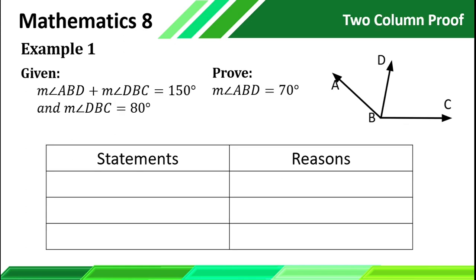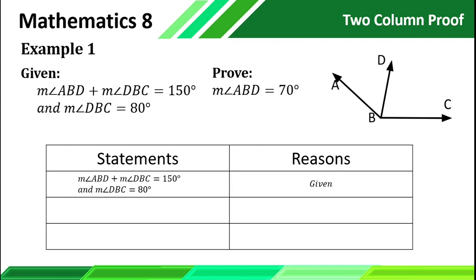Now let's prove the following. Given that the measurement of angle ABD plus the measurement of angle DBC is equal to 150 degrees and the measurement of angle DBC is equal to 80 degrees, prove that the measurement of angle ABD is equal to 70 degrees given the illustration on the left. So the first thing that we need to do is to copy our givens on our first statement. So here the reason is it is given.